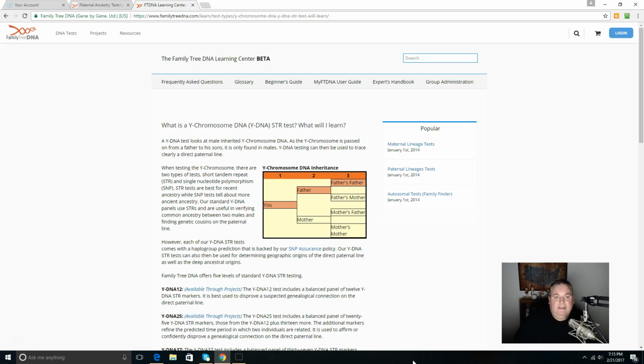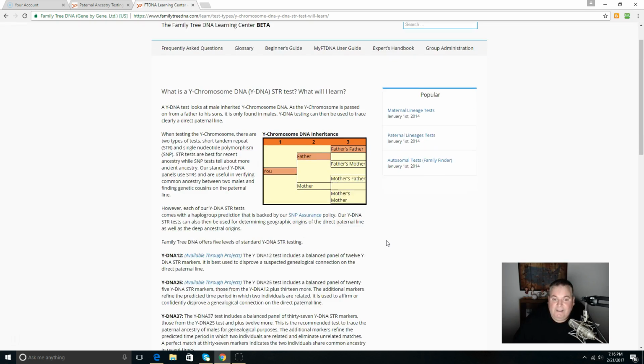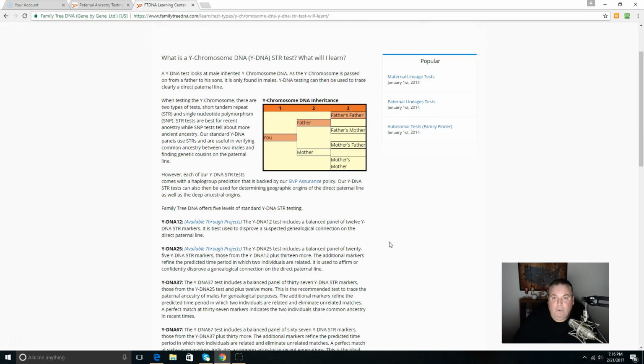What will I learn? A Y-DNA test looks at male inherited Y chromosome DNA. As the Y chromosome is passed on from father to his sons, it is only found in males. Y-DNA testing can be used to trace clearly a direct paternal line. And as you see here in the small diagram, this is what you're looking for. You start off with yourself, your father's father, and so on down the line. Now, this will go back several thousand years in most instances, however old your family line goes back.